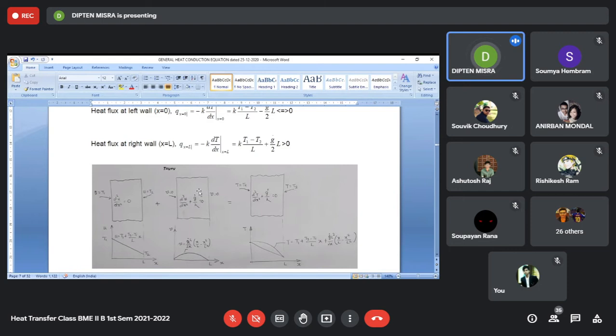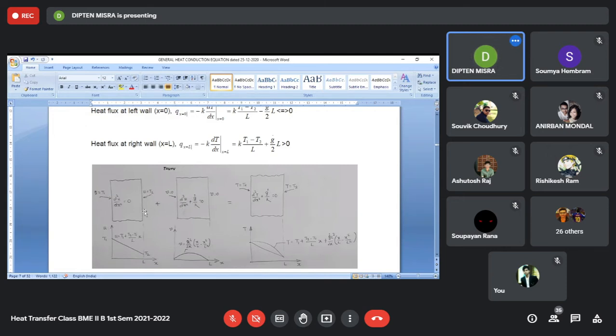Plus, there is another problem, for v, which contains the heat generation term, given by d2v/dx² plus g dot by k equal to 0, with identical boundary conditions, v equal to 0. Now, if you add these two problems, then what happens? If you add these two, it becomes d2u/dx² plus d2v/dx² plus g dot by k equal to 0.